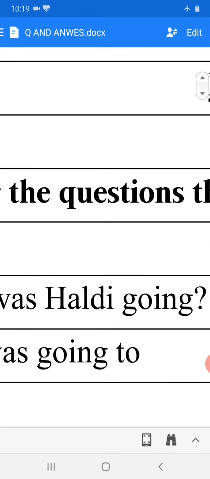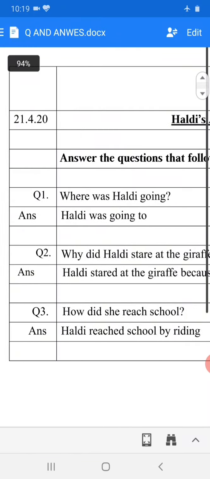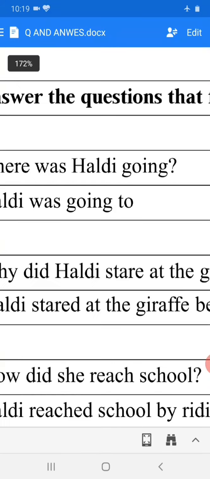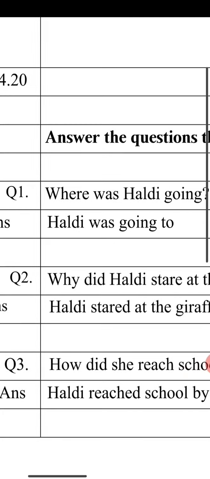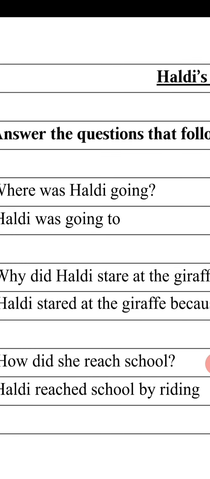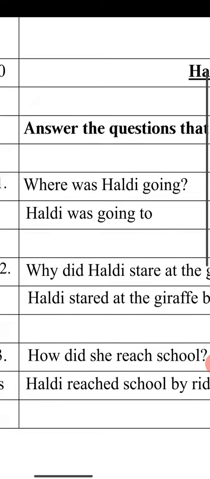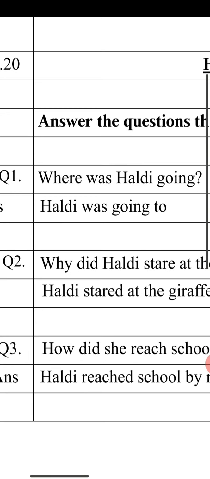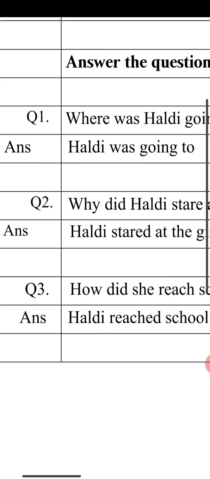Then we will write question 1. Question 1. Where was Haldi going? And then you will write answer. Haldi was going to, where was she going? I'm not going to tell you that now. I've discussed it. You will write it. Haldi was going to, right, complete it. Okay. Then question number 2, leave a line.